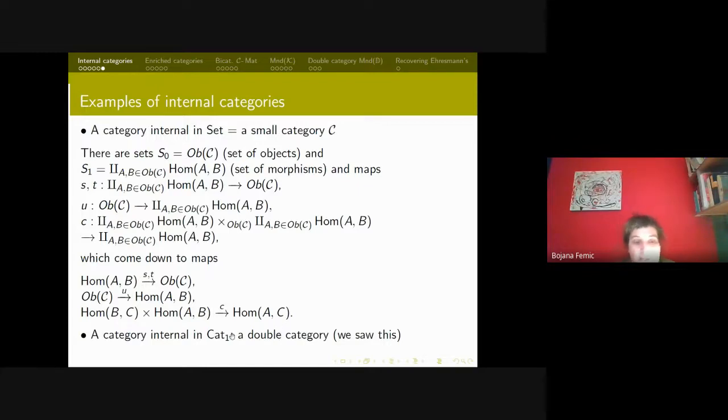Okay, so here the next example is the category internal in the category of categories, and we saw that it is a double category. The last example that I write here is a category internal in the category of topological spaces, where the morphisms are continuous maps. And this, when one sees it, is a topological category. Well, I'm not an expert in this, so I don't know to say much, but I just list one example that exists.